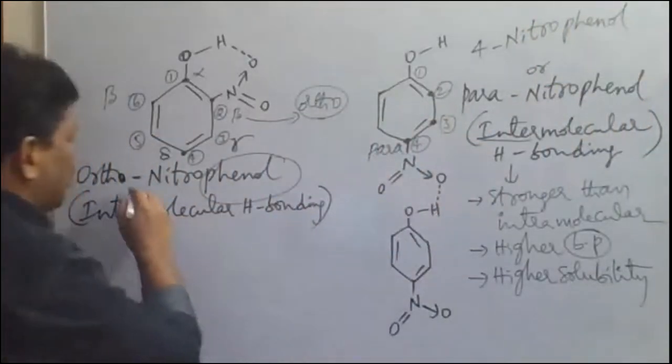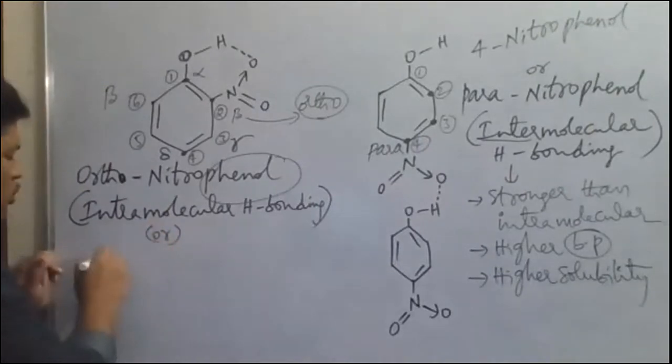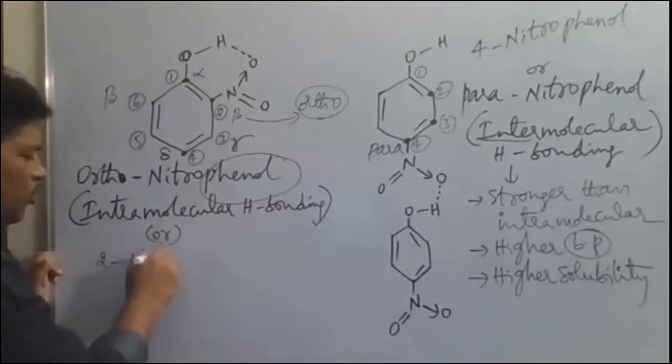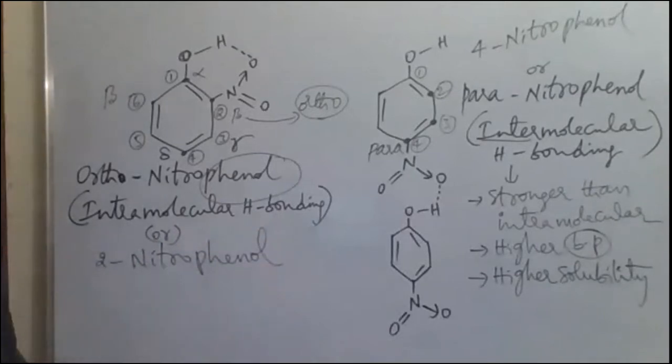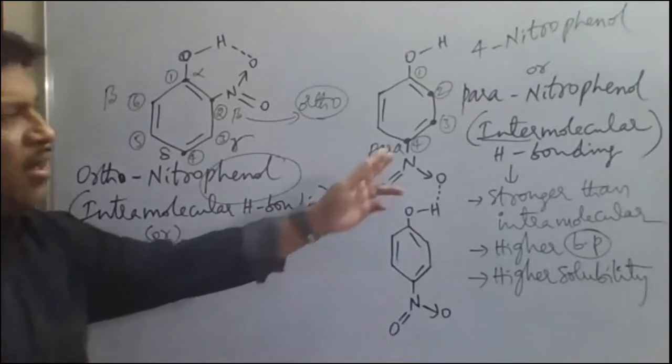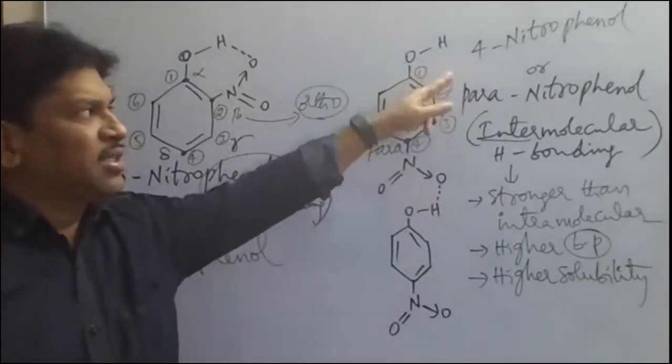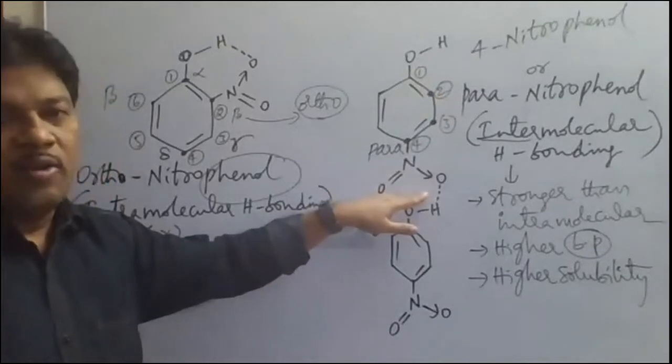4-nitrophenol. Here, what is the name of ortho-nitrophenol? 2-nitrophenol. So 2-nitrophenol and 4-nitrophenol. In which case is the hydrogen bonding stronger? In para, that is, 4-nitrophenol. In this case, what is there?